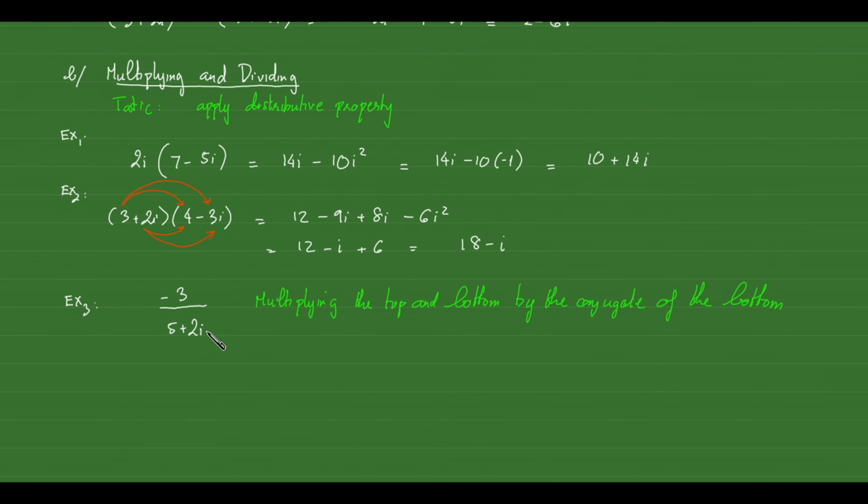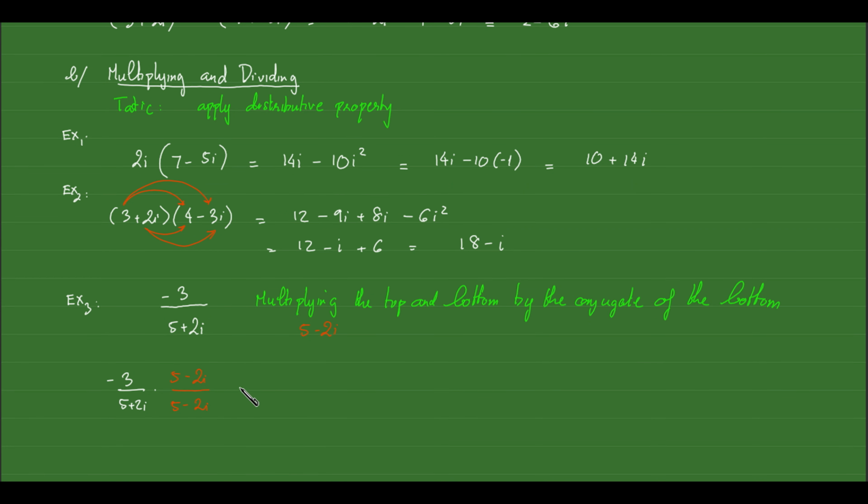Okay. So what is the conjugate of the bottom? The conjugate of the bottom is 5 minus 2i. This is the conjugate of this. So I'm going to multiply negative 3, 5 plus 2i by the conjugate of the bottom, which is 5 minus 2i, times 5 minus 2i. So I multiply by the conjugate, right? And now you see that on the top.